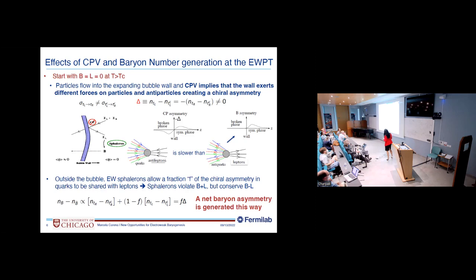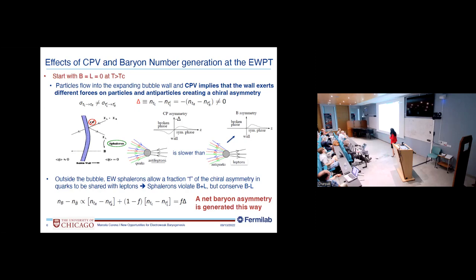So, as I said, the wall exerts different forces on particles and antiparticles. So I generate a chiral asymmetry. I generate this different from zero and this different from zero. But of course, if I sum these two, I do not generate any real baryon number yet. I only generate a chiral asymmetry, so basically an asymmetry that is related to this CP violating effect. And so this means that there would be, this is a minus sign, there would be at the bubble wall before the sphalerons.